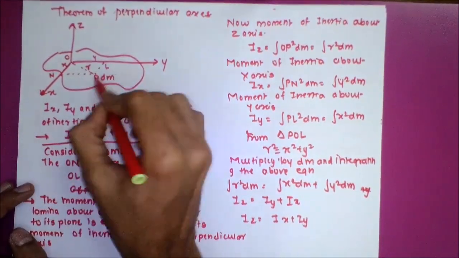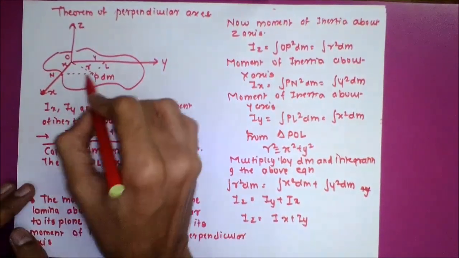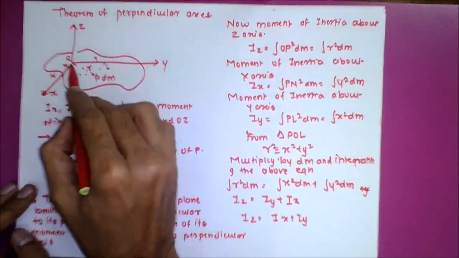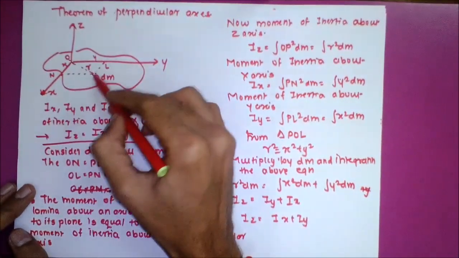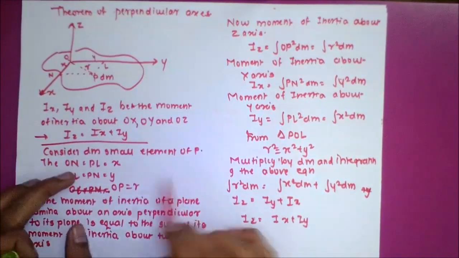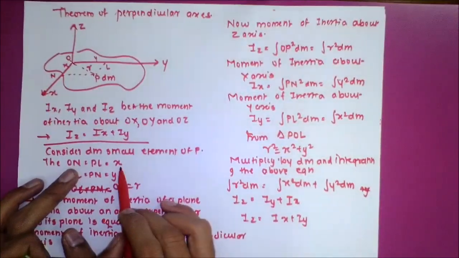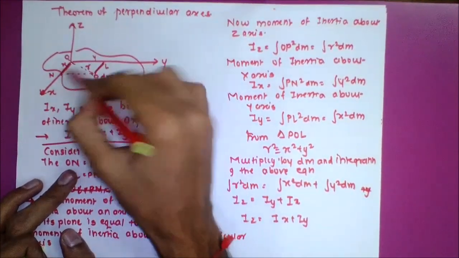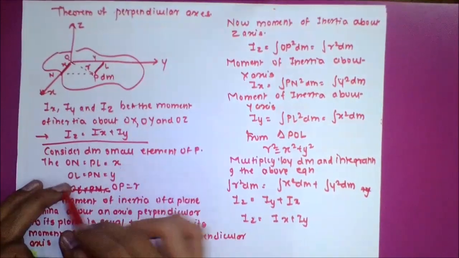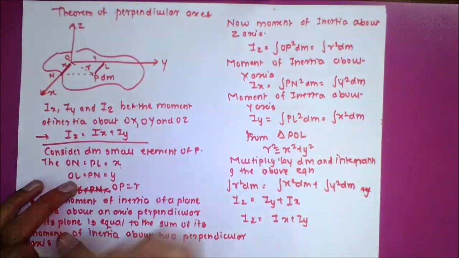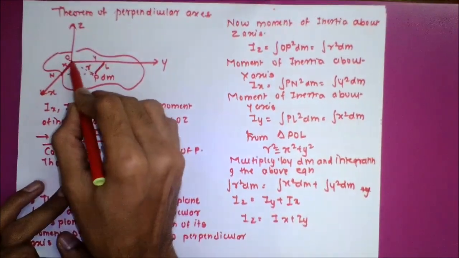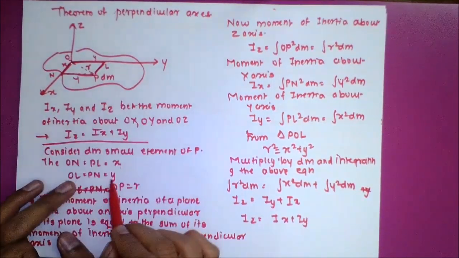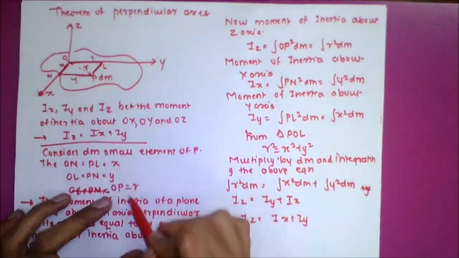So we consider a small mass dm at a point P, and the distance from the dm at point P to O will be r. So we have ON equals PL, which are both equal to x. Also OL equals PN, which are equal to y. So this distance is y, and this distance OP is r.